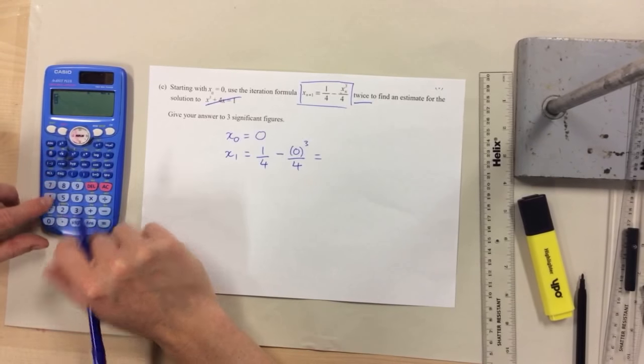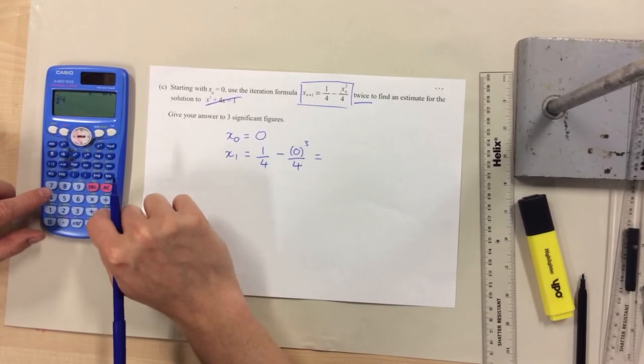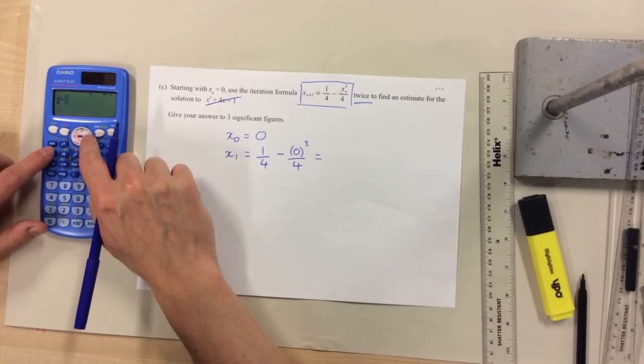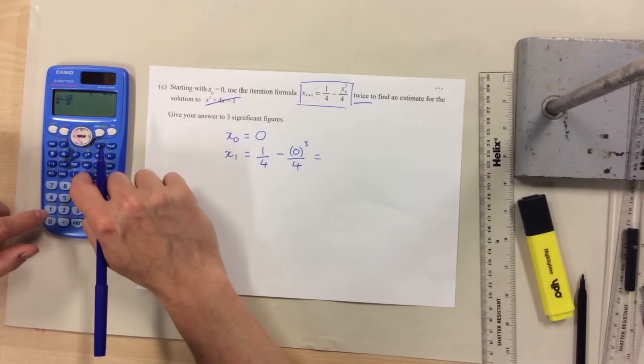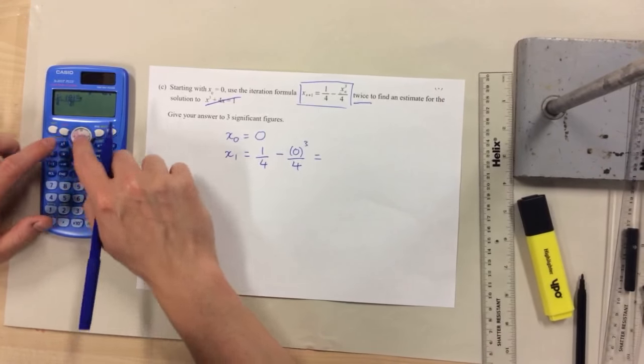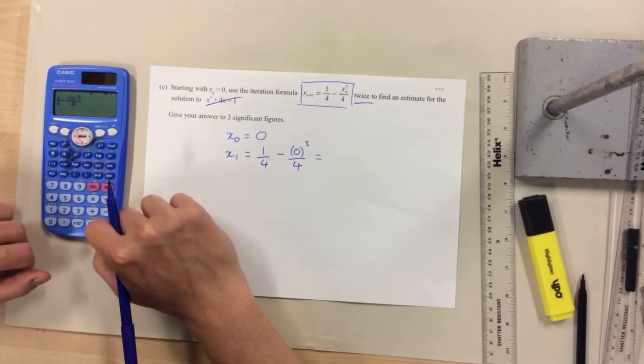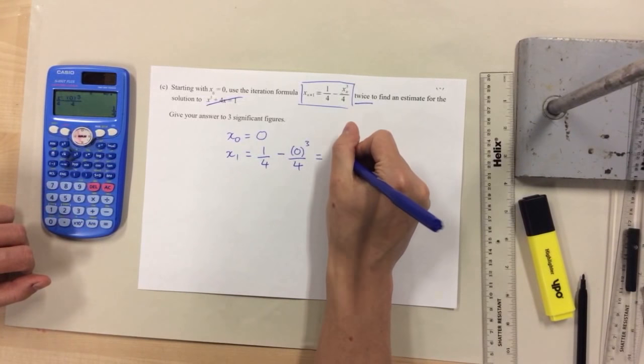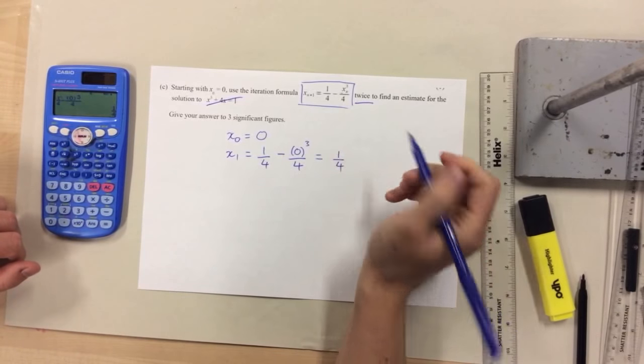So I've got my fraction 1 over 4 subtract, and I'm going to put this other fraction in brackets just in case I've got any negatives. 0 cubed over 4, and that will give me 1 quarter. Okay, well it says I need to do it twice.